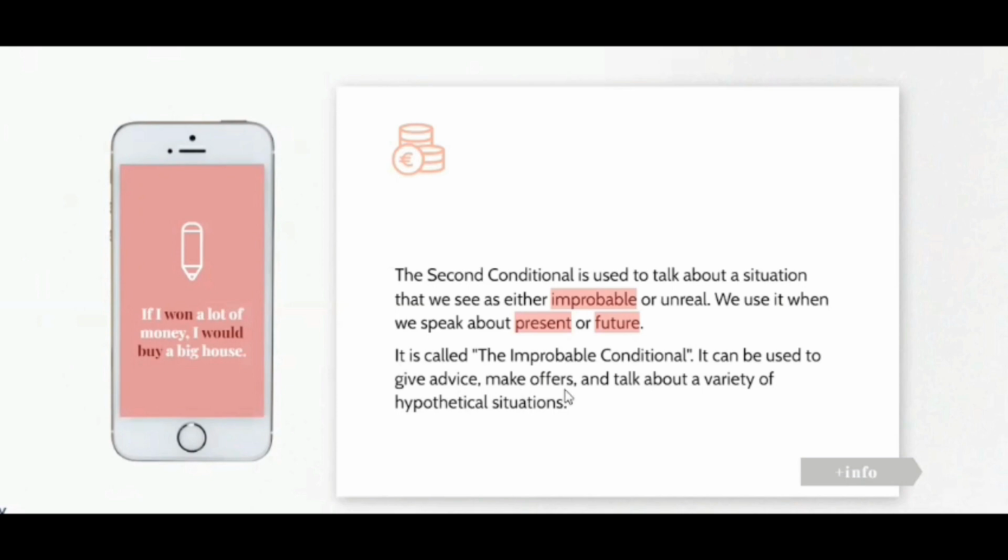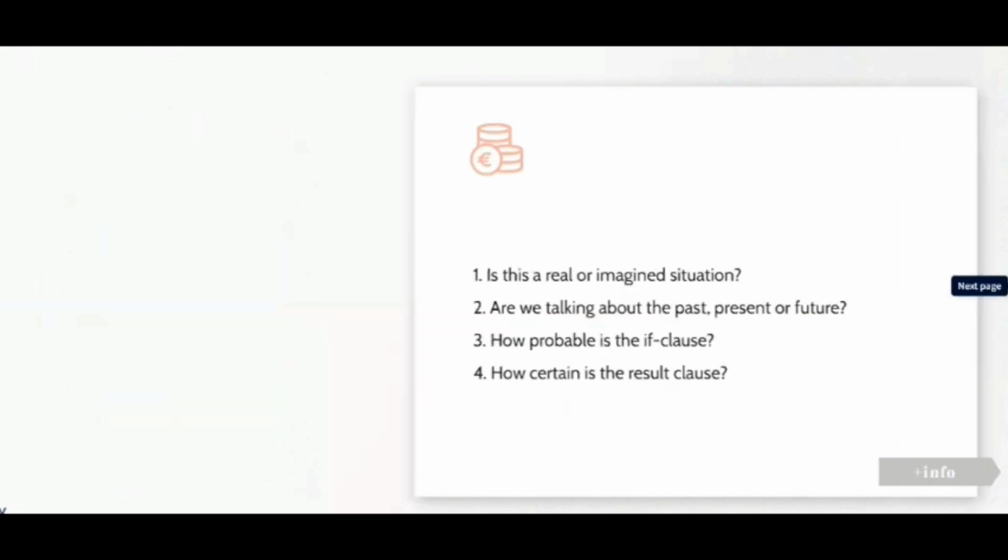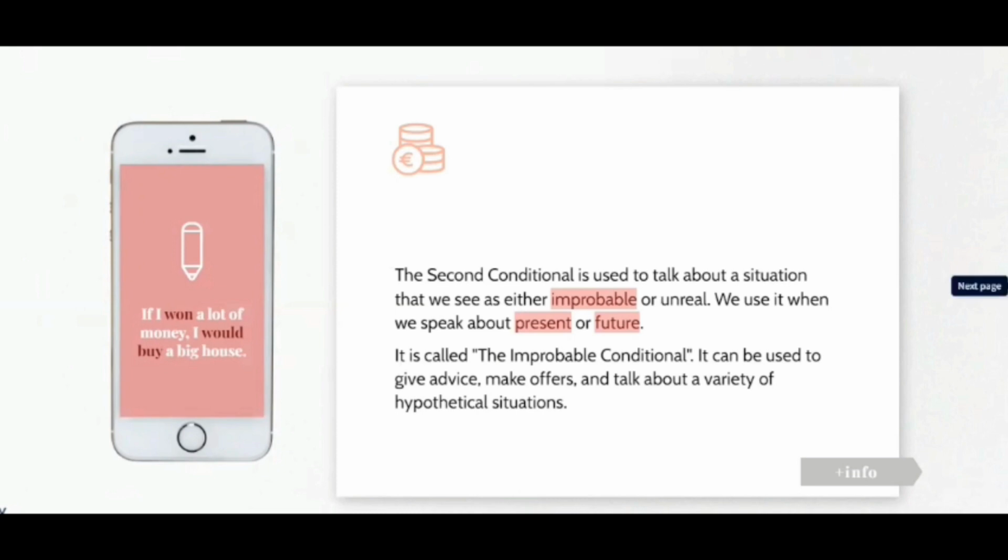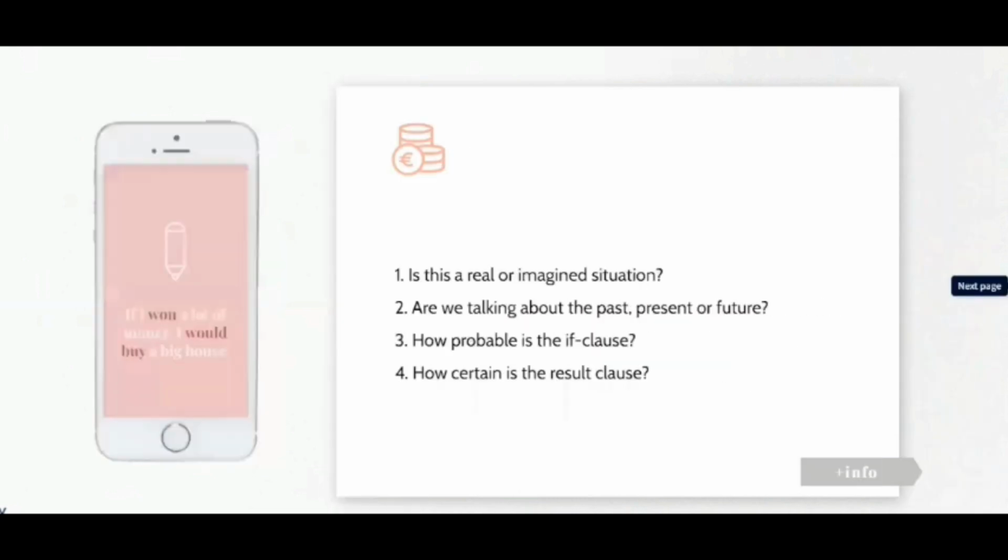Meanwhile, in this second conditional tense, we are talking about unreal situations, whether in the present or in the future. The second conditional can be used to give advice, make offers, and talk about a variety of hypothetical situations. Let's see the example. If I won a lot of money, I would buy a big house.